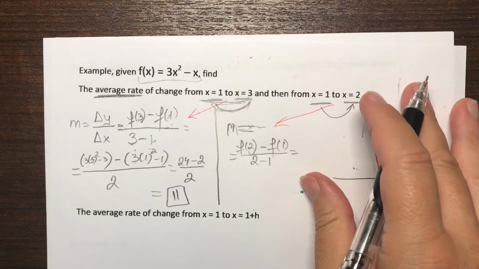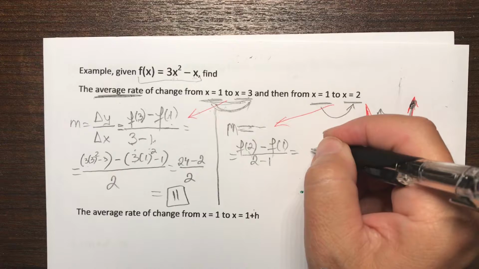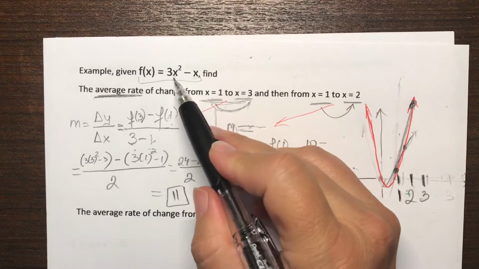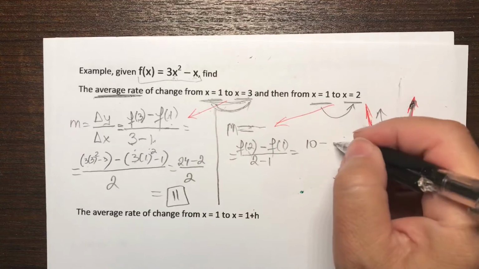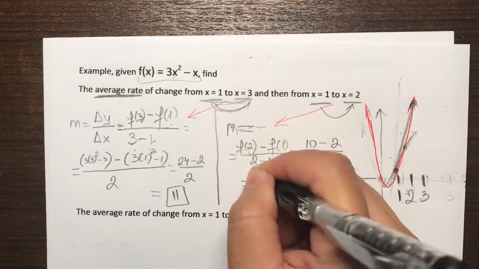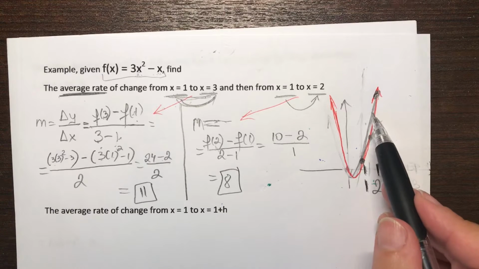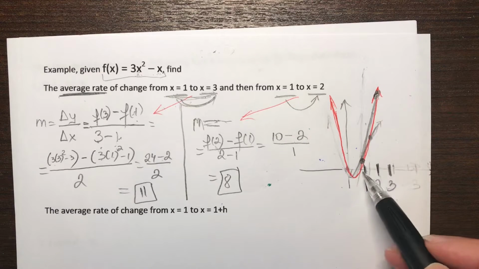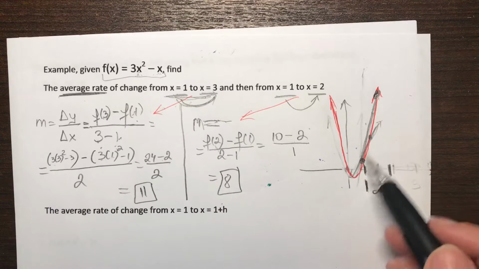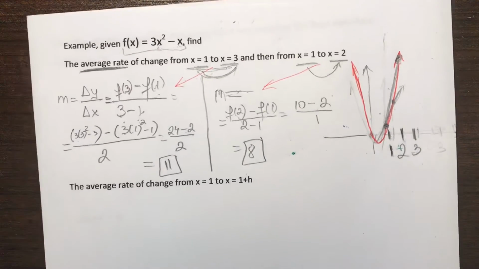So plugging in a 2, it will get us 3 times 4 is 12, 12 minus 2 is 10. Plug in a 1, 3 times 1 is 3, minus 1 is 2, and by the way, we had it here. So that's going to be an 8. So what we found out is that the slope of this line up here is 11. So for every one to the right, we're going 11 up. Whereas the slope of this secant line here is only an 8.